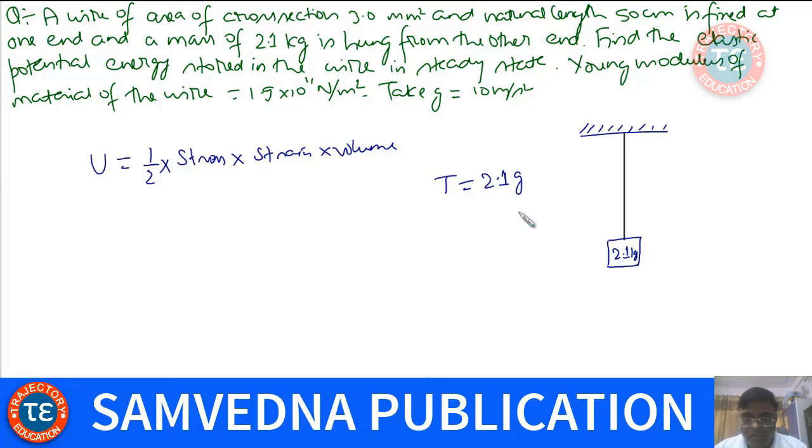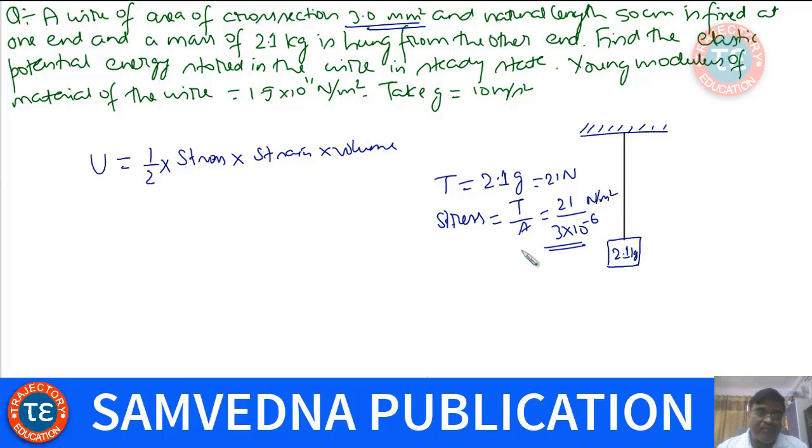2.1 g, that is 21 Newton, right? So stress would be how much? Tension upon area, that is 21 upon, what's the area? 3 millimeter square. So millimeter square means what? In 1 meter you have 1000 millimeter, so it is 10 to the power -6 meter square.